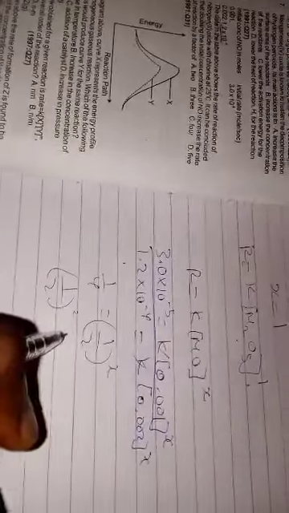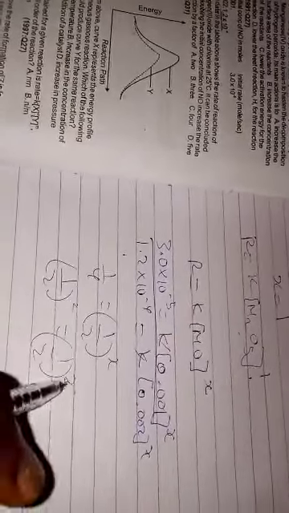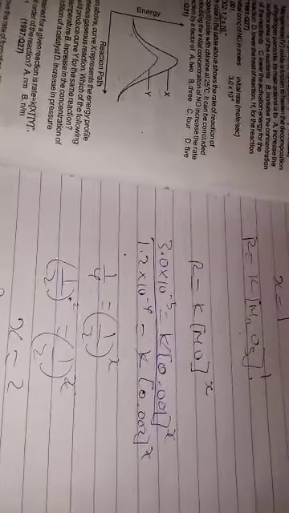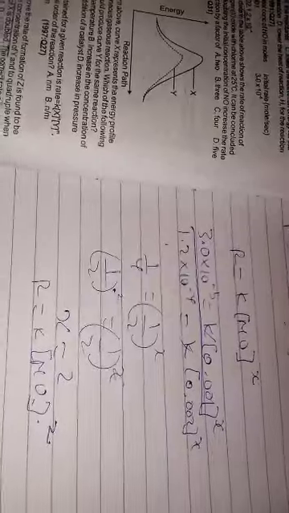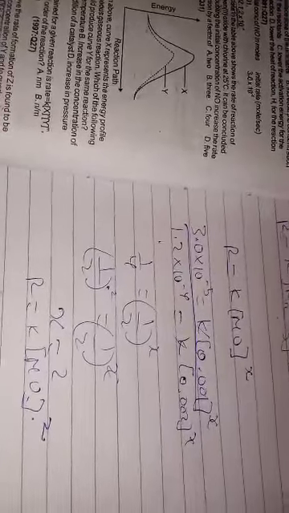1.2 times 10 raised to power minus 4 is equal to K times 0.002 raised to power X. So let's move on now. We just divide. This will give you 1 over 4. K cancels K, leaving 1 over 2 raised to power X. So 1 over 2 raised to power 2 is equal to 1 over 2 raised to power X. X is 2. So R is equal to K[NO] raised to power 2. This is a second order reaction.